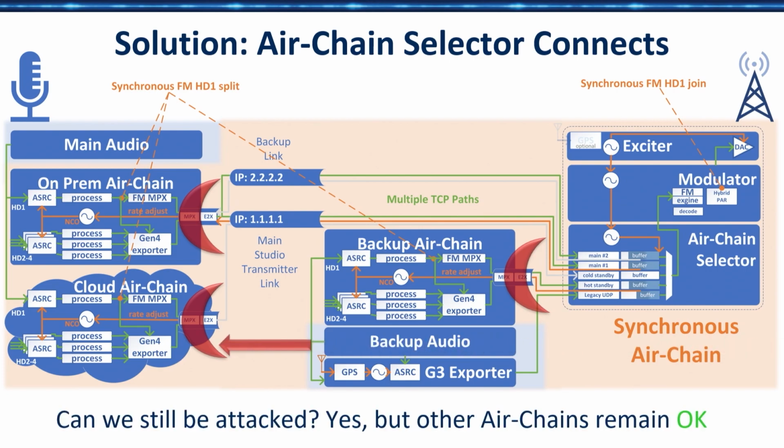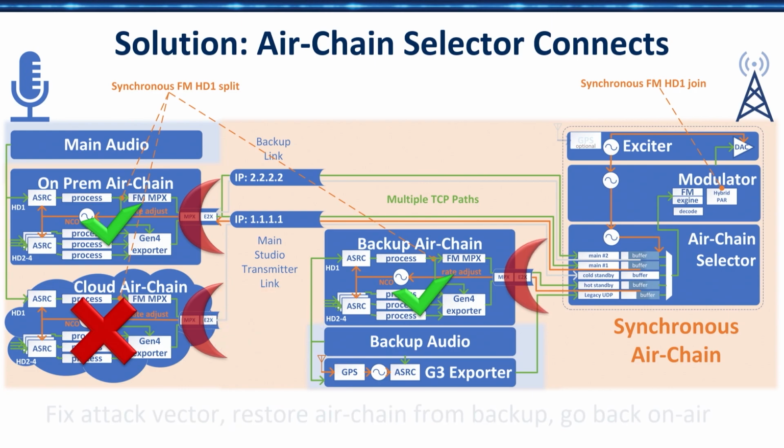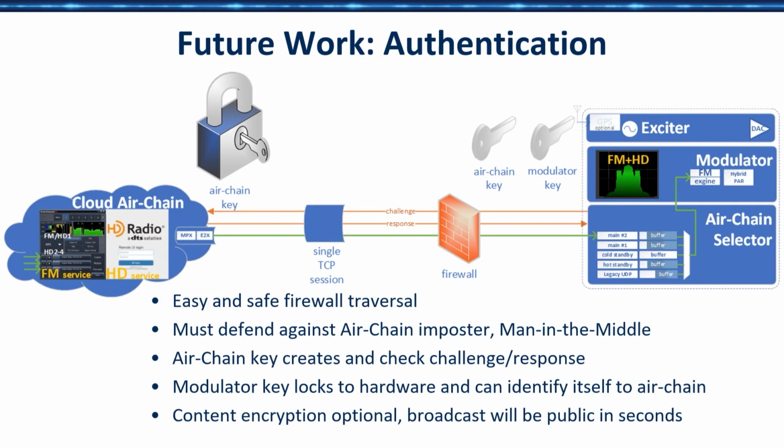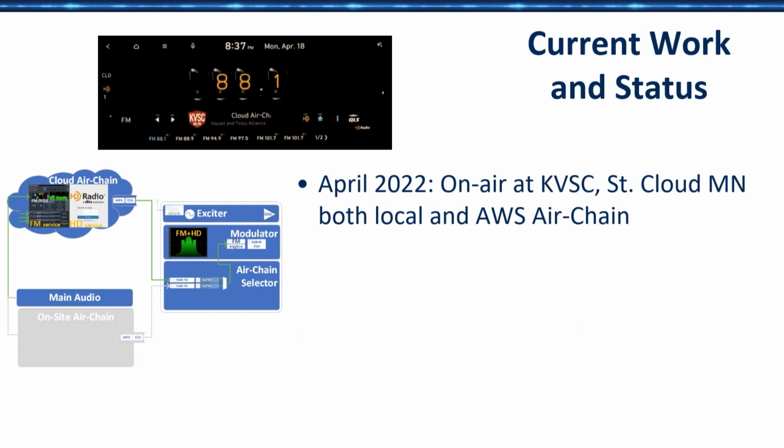And if any one of the air chains gets compromised, well, you can replace it, especially if it's in AWS, you go back to a backup. Yeah, so maybe it was ransomware or whatnot, you just go back to a previous state. And of course, we're working on various authentication methods with that as well. So I think that kind of gets us pretty much to the end.